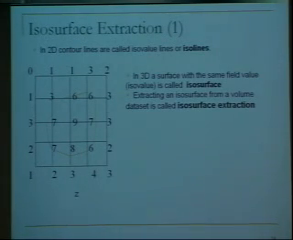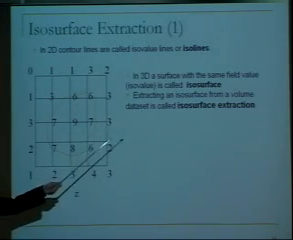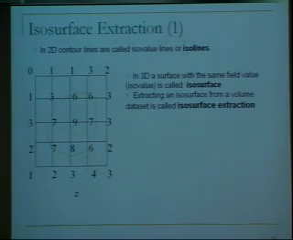It is called isosurface extraction. In order to better understand the isosurface, I give you an example in 2D. In 2D, these contour lines are also called isolines. For example, in this picture, these contour lines reflect the iso value 5. In 3D, a surface with the same iso value is called an isosurface. Extracting such an isosurface is called isosurface extraction.